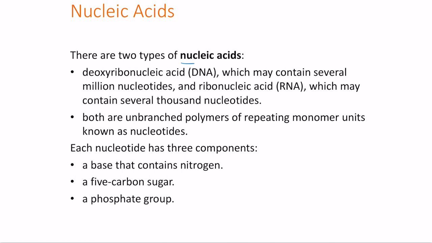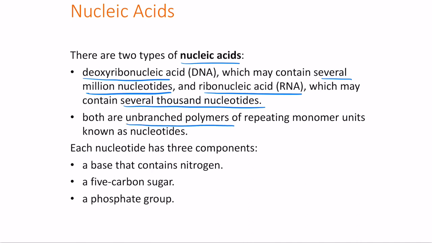There are two types of nucleic acids. One is deoxyribonucleic acid, which may contain several million nucleotides. And you have ribonucleic acid, which may contain several thousand nucleotides. In general, remember that DNA is longer than RNA. DNA is larger and a much more complex structure than RNA.